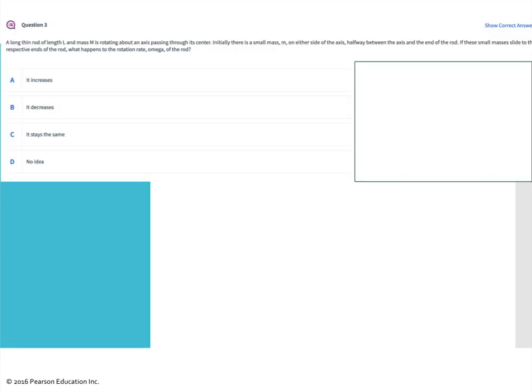All right, so let's look at some examples. You have a long thin rod, so it's like here. It's rotating about an axis. There's a small mass here and here. So these are like masses on the rods. And it's asking what's going to happen if these both move out to the edge.